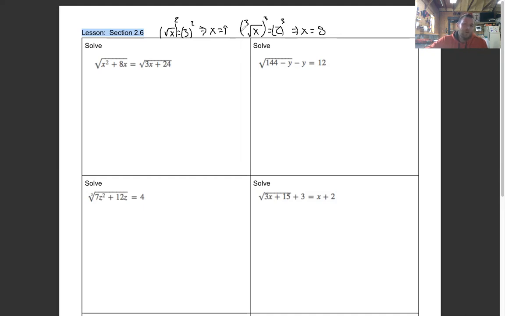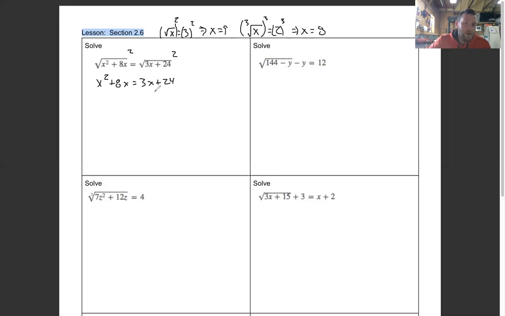So those are the basics on how you're going to do this. You need to make sure when you square or cube something, everything else has to be on the other side. So let's start with this. The square root of x squared plus 8x is equal to the square root of 3x plus 24. Well, this is fine, and I'll just square both sides. The square cancels out the square roots, and I'm left with x squared plus 8x is equal to 3x plus 24. And now we're back to sections 2.3, 2.4, solving polynomials.